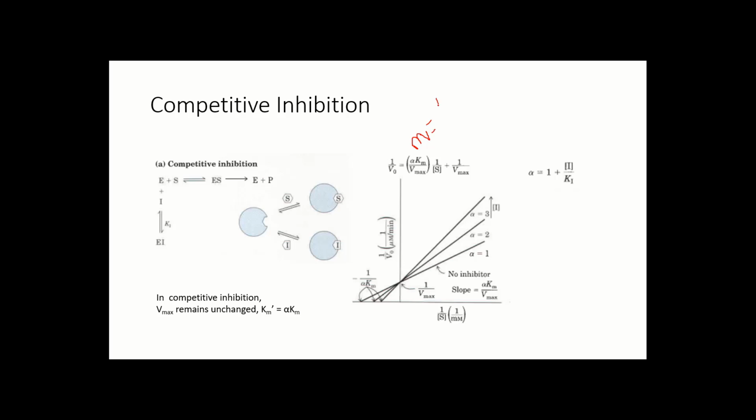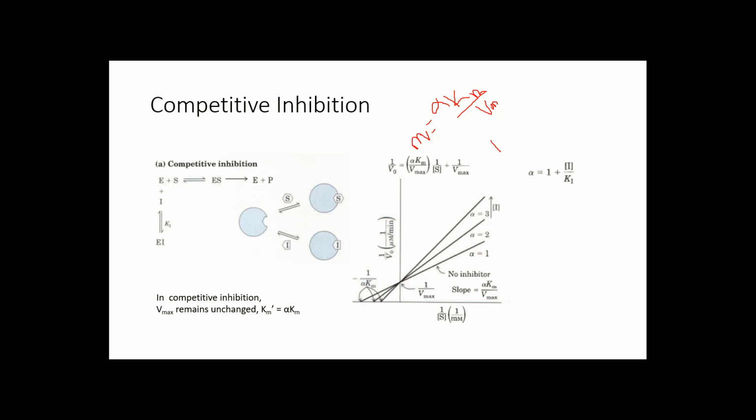alpha Km by Vmax, or Vm, right? Where again alpha equals 1 plus I by Ki. I equals the inhibitor concentration and Ki equals the equilibrium constant of the reaction E plus I to EI, and the same for the backward reaction. So for this reaction the equilibrium constant is Ki. So alpha equals 1 plus I by Ki, and the slope of this equation is alpha Km by Vmax.